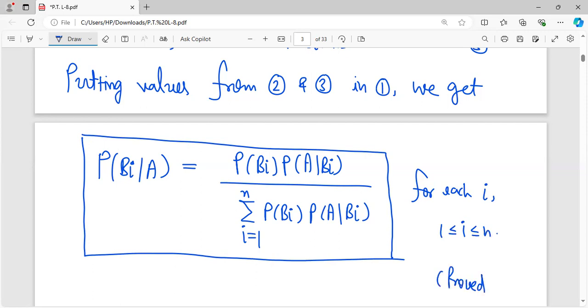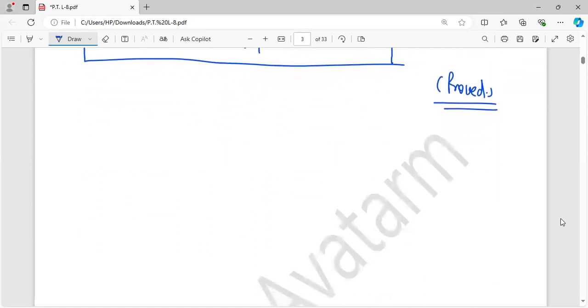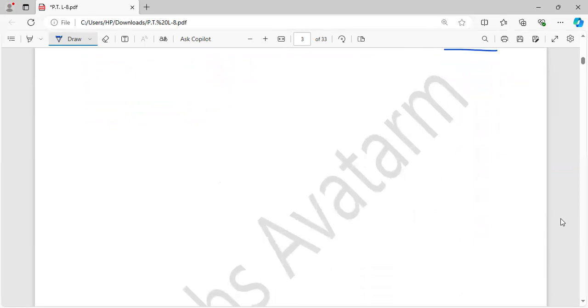Now we will do some examples. I am doing tomorrow's example by changing the question in the background. Example 1.